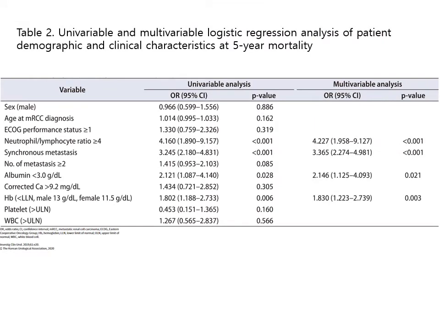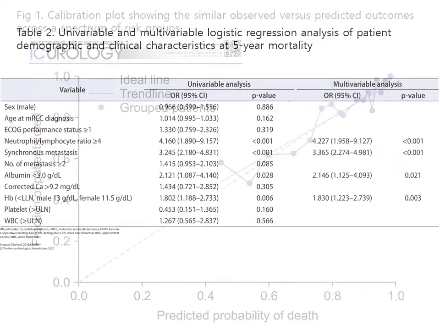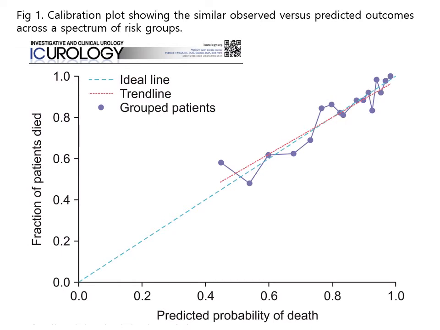In the multivariable logistic regression analysis of the 5-year death cases, increased neutrophil lymphocyte ratio, synchronous metastasis, low albumin, and low hemoglobin were proven to be the significant variables. Good internal validity was demonstrated with the area under the curve estimate being 0.774 at the 5-year overall survival ROC curve, and with the calibration plot showing similar observed versus predicted outcome across the spectrum of risk groups.